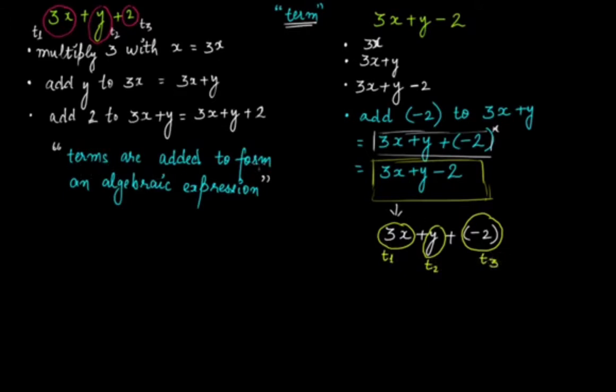That is, terms are added to form an algebraic expression. Terms have been added here: t1 plus t2 plus t3. What's t3? T3 is actually minus 2.